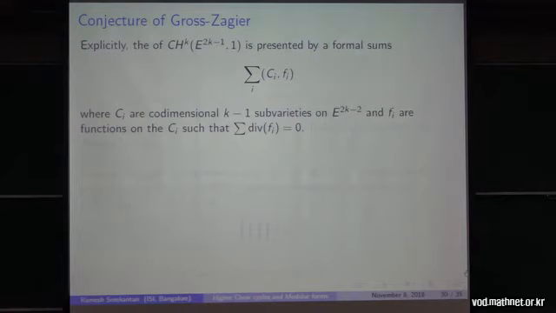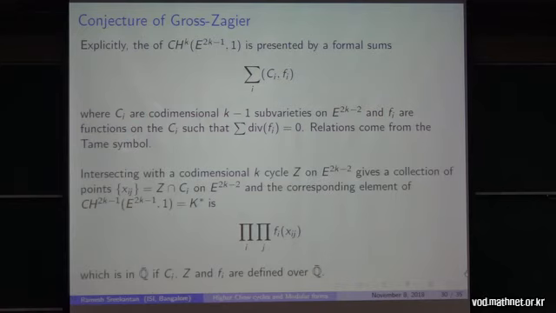Okay. So explicitly, the group elements of Chow K e2k minus 2 are presented by formal sums summation ci fi, where ci are codimension k minus 1 subvarieties of e2k minus 2, and if I have a function fi on ci, the divisor is 0. Relations come from the tame symbol. So intersecting with a codimension k cycle z on e2k minus 2 gives a collection of points xij on z intersection ci on e2k minus 2, and the corresponding element of the group Chow 2k minus 1 e2k minus 2 1 is the product of the fi.